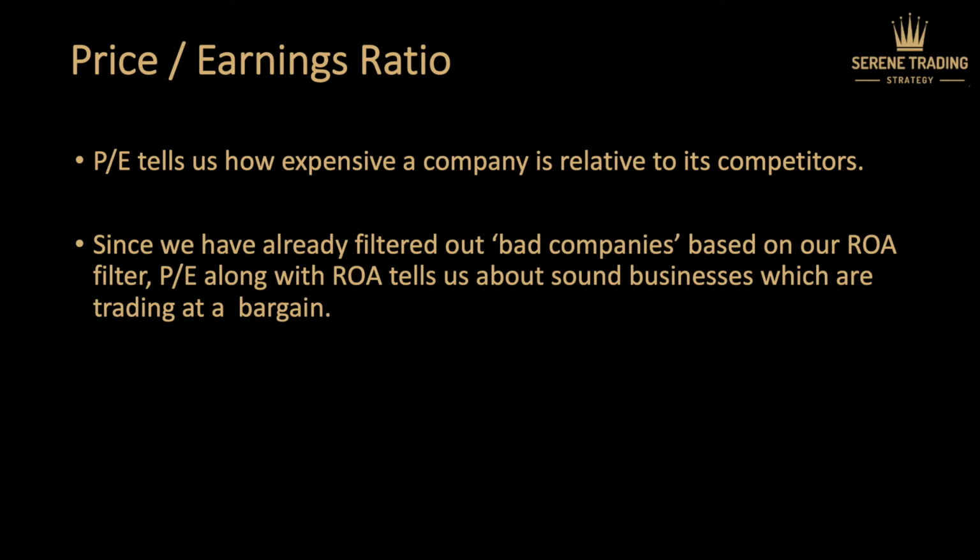And this second parameter basically tells us that out of the good companies that we filtered based on ROA, which companies are relatively cheap. So price to earnings is telling us how expensive a company is right now as compared to its past and also as compared to its competitors. So you can track the P/E ratio for a company over the last 5 years. And if that P/E ratio is falling, then you know for some reason at this very moment this company is valued at a lesser price than where it was valued earlier.